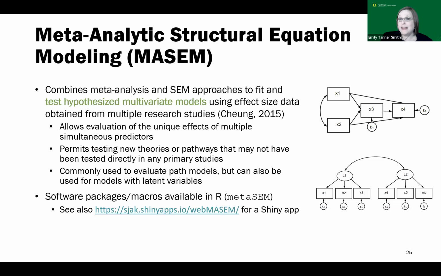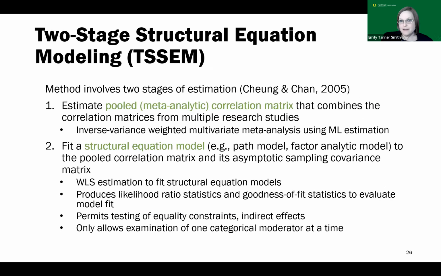Now, there are two different flavors of meta-analytic structural equation modeling that I am going to briefly cover here. The first flavor of this method has been called two-stage structural equation modeling. As the name implies, this approach involves two stages of estimation. At the first stage, you would estimate a pooled or meta-analytic correlation matrix that combines the findings from all of the study-specific correlation matrices that you've collected. This first stage simply involves conducting an inverse variance weighted multivariate meta-analysis model, typically using maximum likelihood estimation. After the pooled or average correlation matrix is estimated in that first stage, the second stage involves fitting a structural equation model to that pooled correlation matrix and its asymptotic sampling covariance matrix.